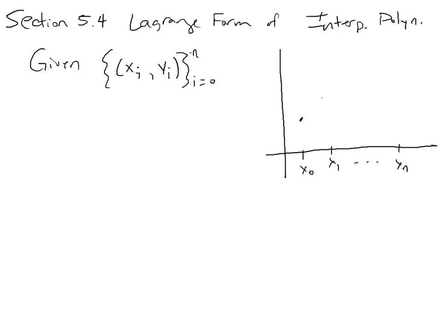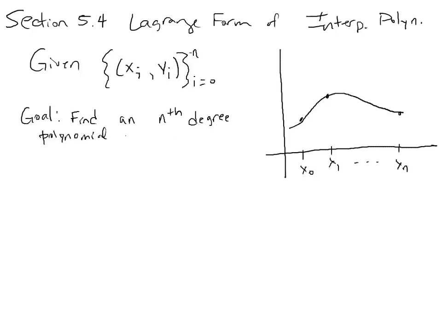We're trying to find a curve that passes through all of these points, right? Boom, boom, boom. So let's write that down. Our goal: find an nth degree polynomial. If we have n plus 1 points, then we need nth degree. Such that p of x_i equals y_i for i going from 0, 1, all the way up to n.